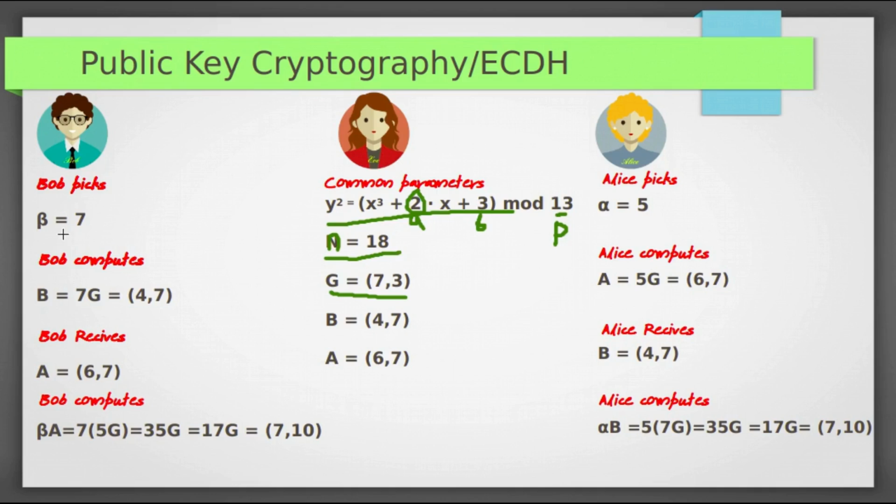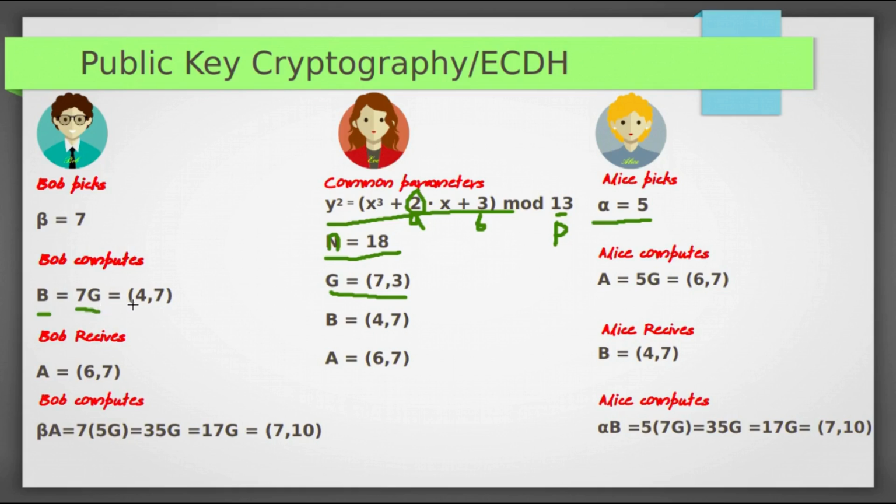Bob picks his private key beta equal to 7, and Alice picks her private key alpha equal to 5. Bob computes his public key capital B, which is beta into G.